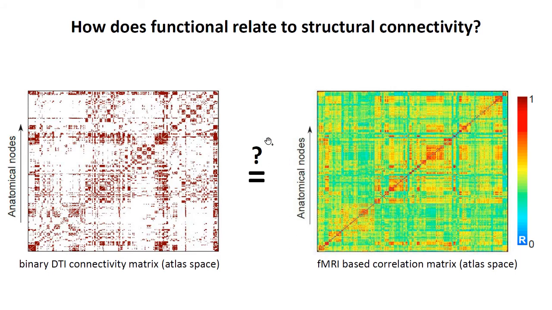And then we have, on the other hand, the functional connectivity matrix that is based on fMRI data, and this is acquired during wakefulness and also during sleep, and we want to see how these two things relate to each other during different stages of sleep.